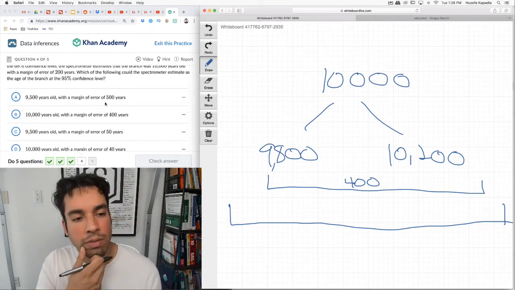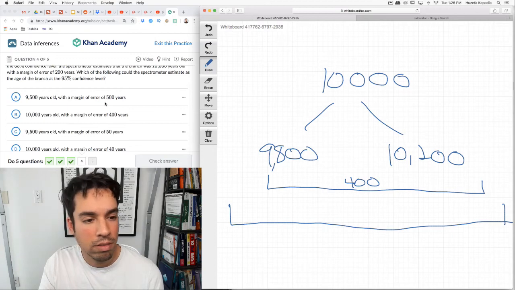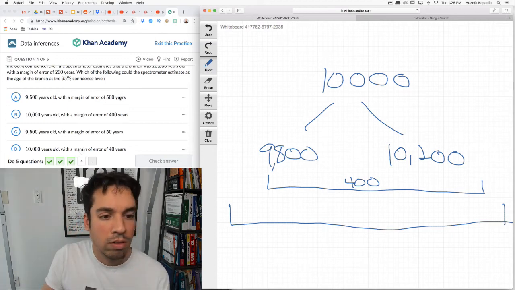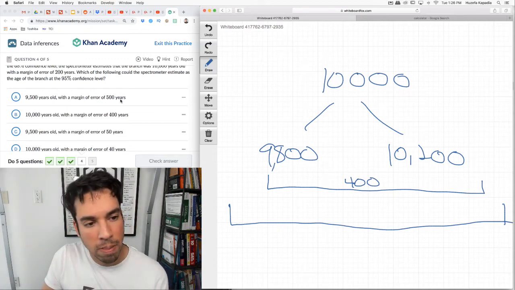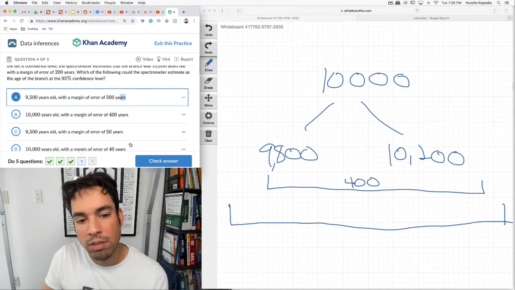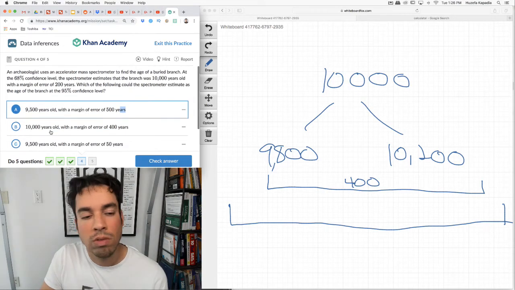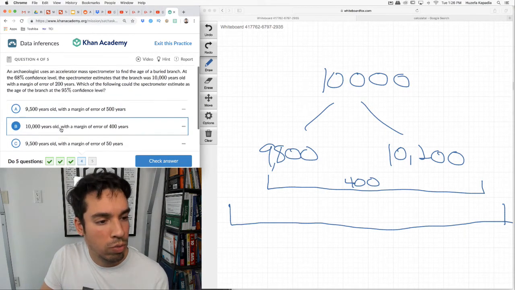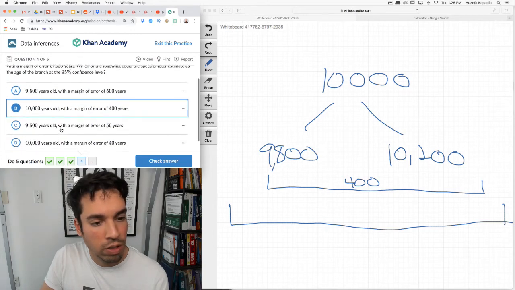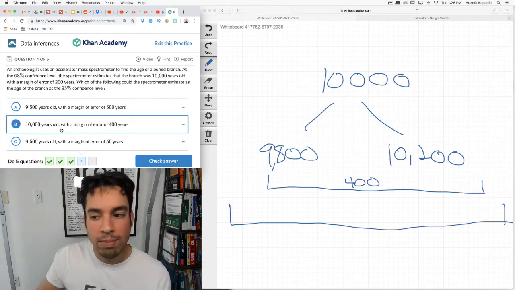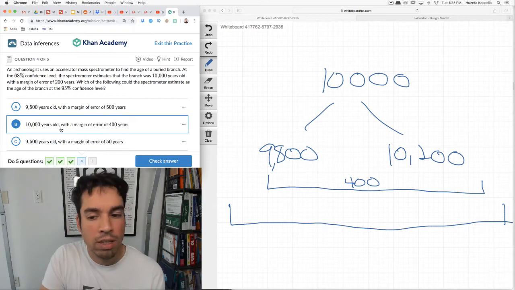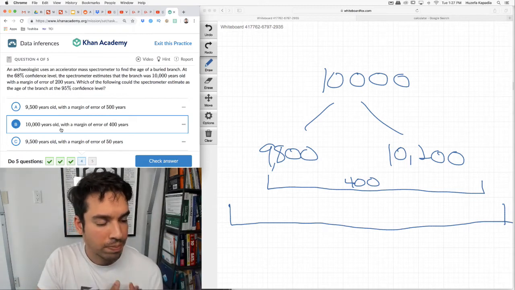95 with a margin of error of 5. So it's at least a bigger margin of error. So that looks good. Actually, it's the only one that works, right? Because, no, this could also work because it's a bigger margin of error, right? 400. So that means we go from 10,400 to 9,600.